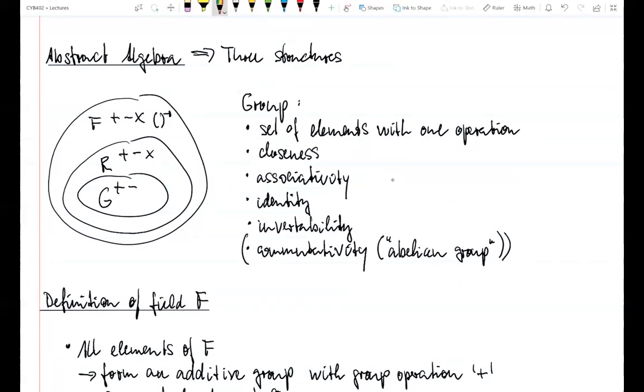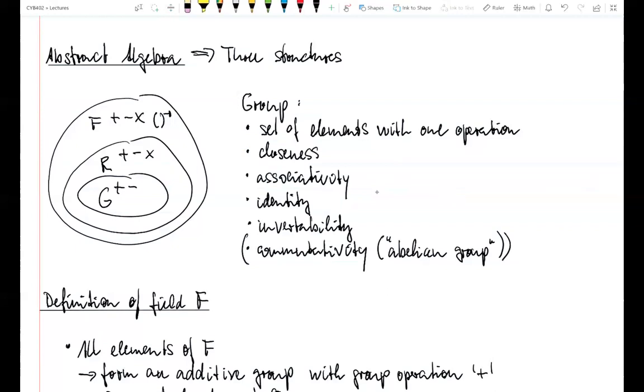So for a group under addition, for instance, we may have the identity element 0. So if we do A plus 0, it's the same thing as 0 plus A, which is A. So this is a hallmark of identity. And here again, in this case, we have the identity element 0, or neutral element. Sometimes it's called neutral element as well.